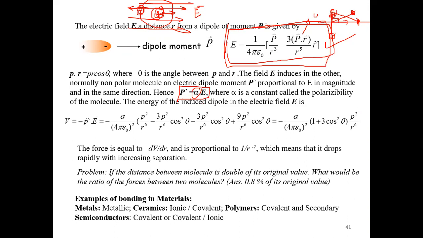Now the situation is that you have a polar molecule, and that polar molecule produces an electric field, and that electric field polarizes the non-polar molecule. So ultimately the situation will be a dipole in an electric field. You have also studied this one.